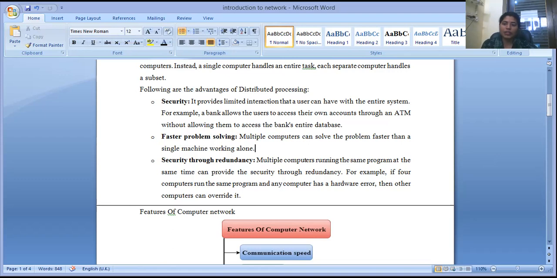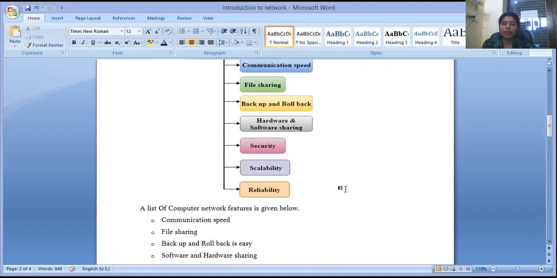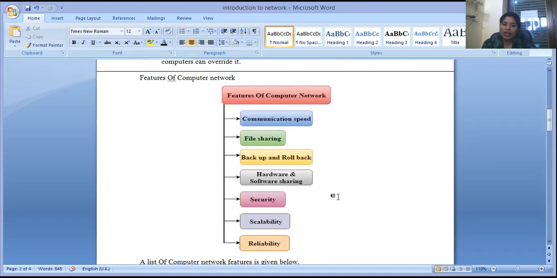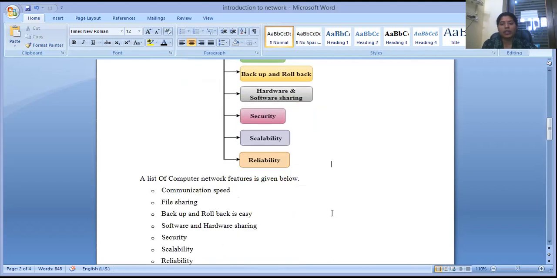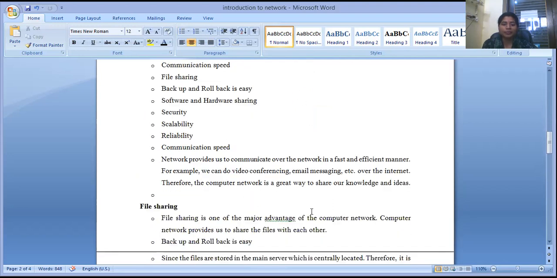Okay. So these are the features which I have discussed, and later we will discuss more points. So the features of a computer network will be what? First, communication speed is high, file sharing is very easy, backup and rollback is nice, and hardware and software sharing is also done here. Security is provided in the computer network. Scalability also happens in this. Reliability also happens with the data, isn't it? A list of computer network features is given below. This is the whole list which I have shown in the diagram.